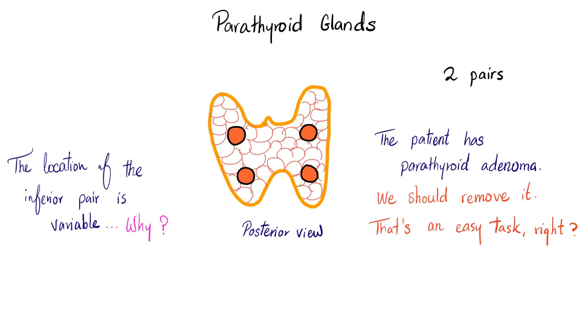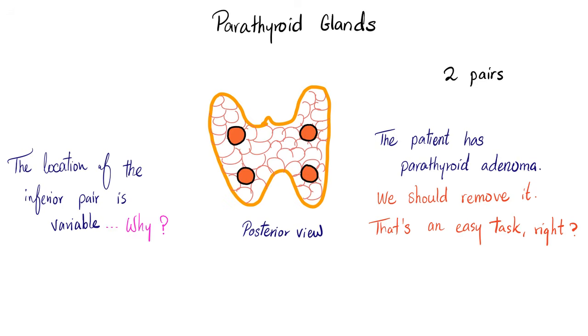Okay, let's say that the patient has parathyroid adenoma. We should remove it. That's an easy task, right? And not always. What's the problem? The location of the superior parathyroid gland is easy. It's predictable, it's always here. But the location of the inferior pair is variable.